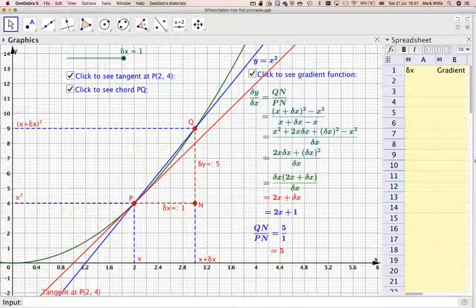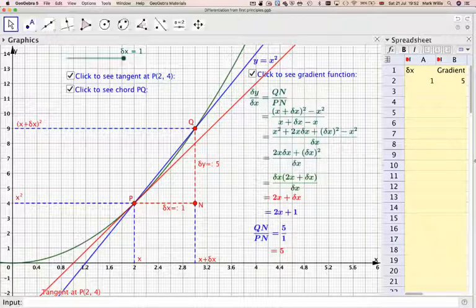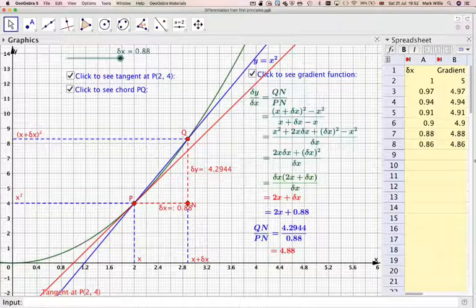Now, I can actually show you this. Let's try this. So, if I turn this on and this on, what it says here in the table is when delta x is 1. So, when this distance here is 1, the gradient, i.e. that distance divided by that distance, will be 5. And what I do is I make that delta x become very small, and I can do that by moving the slider. Now it'll start recording the results, okay?